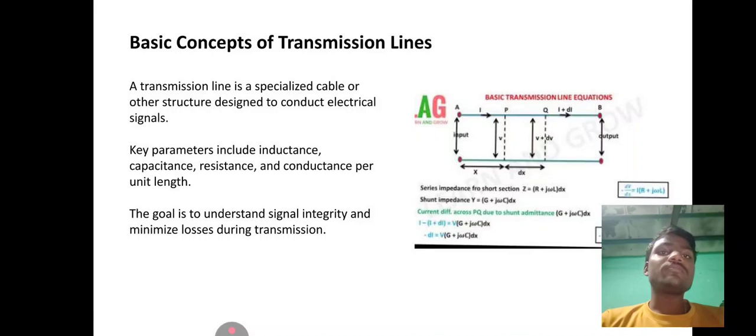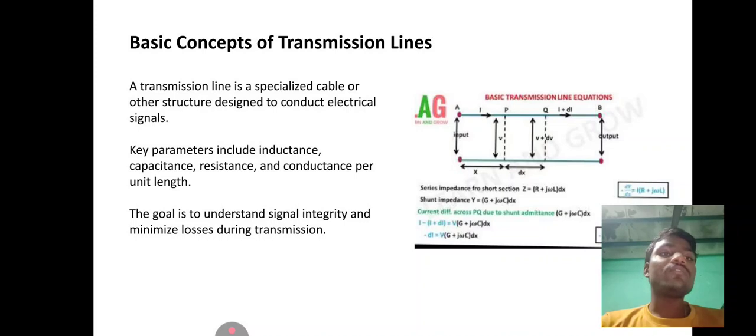Basic concepts of transmission line. A transmission line is a specialized cable or other structure designed to conduct electrical signals. Key parameters include inductance, capacitance, resistance, and conductance per unit length. The goal is to understand signal integrity and minimize loss during transmission.